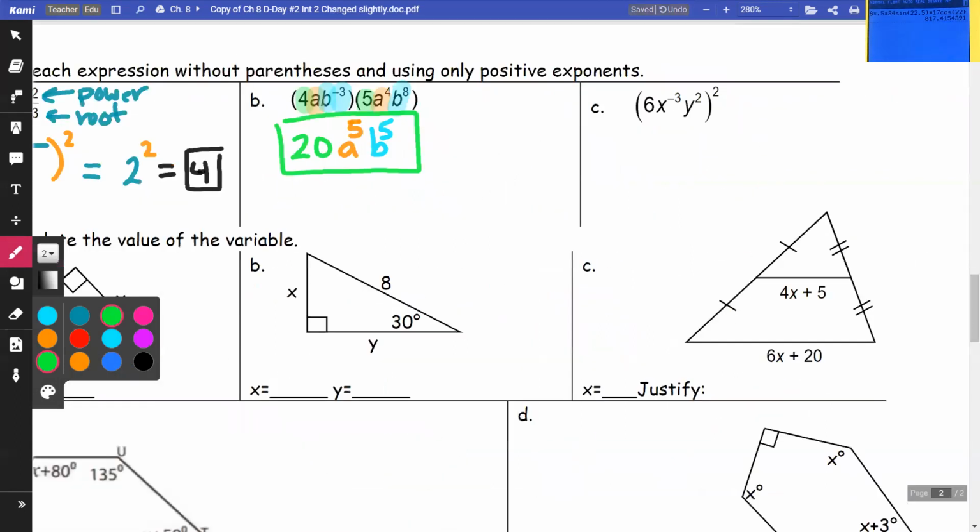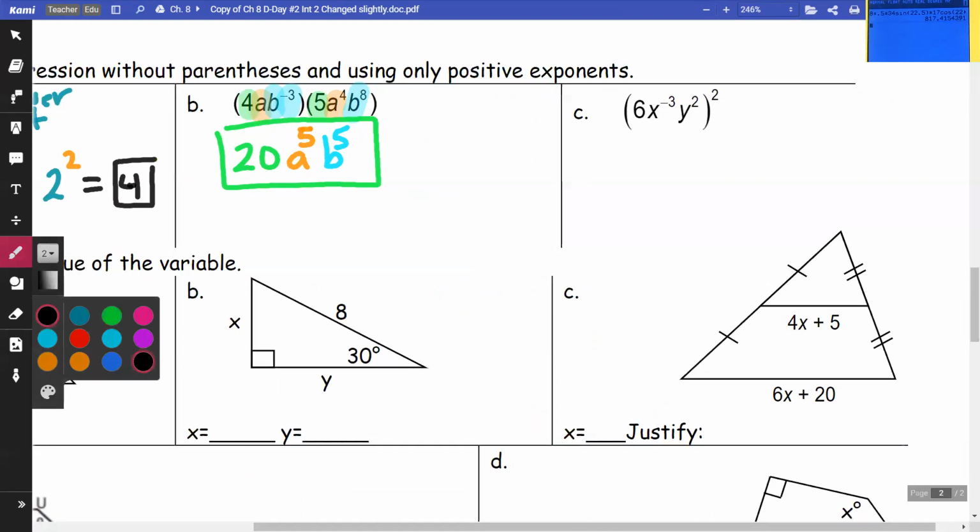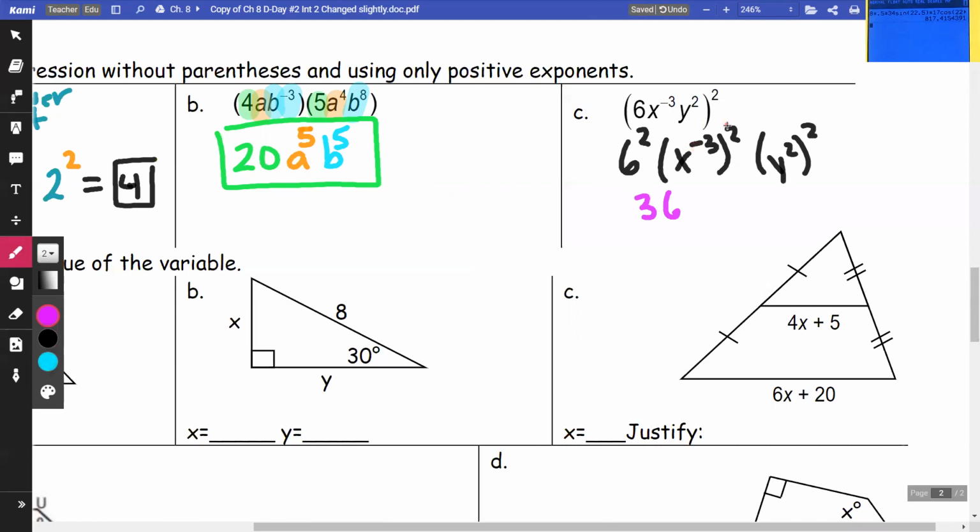On C, everything in the parentheses is being raised to the second power. So just so everyone understands, 6 is being raised to the second power, my x to the -3 is being raised to the second power, and my y squared is being raised to the second power. So 6 squared is 36. When I have power to power here, my -3 and 2, we multiply. So we're going to get x to the -6. Again, here, power to power, we multiply. So we're going to get y to the 4th.